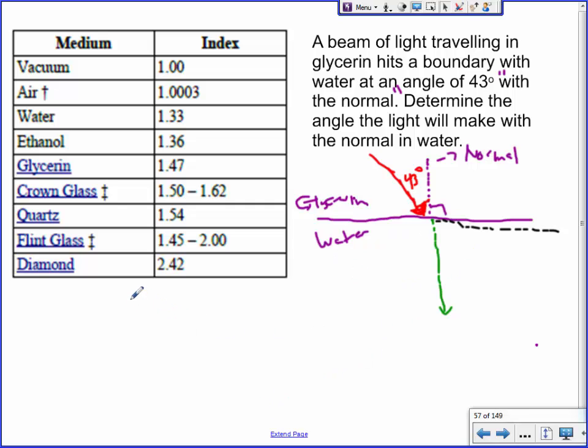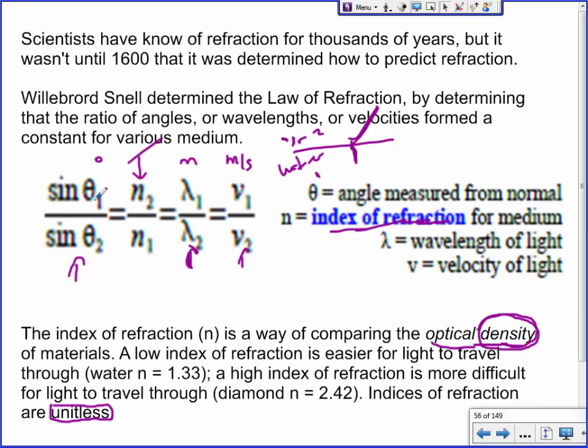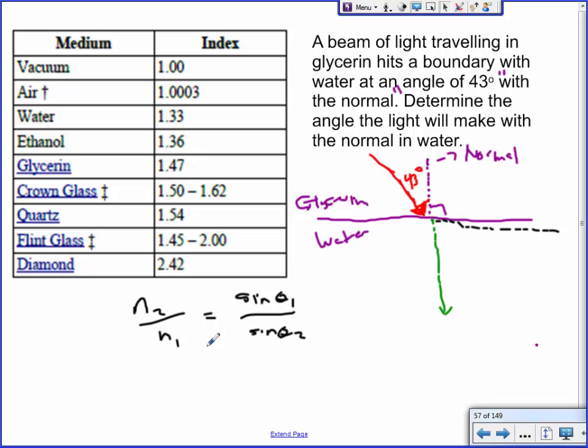According to our formula, N2 over N1 should equal sine of theta 1 over sine of theta 2. I'm just snagging a little snippet of that formula. By the way, quick thought here. Sine, wavelength, and velocity all have the 1 values on top. The indexes of refraction, they flip and they put the 2 value on top. So that's why it's 2 over 1 here. Good question here. It doesn't matter which one goes where, but be consistent.